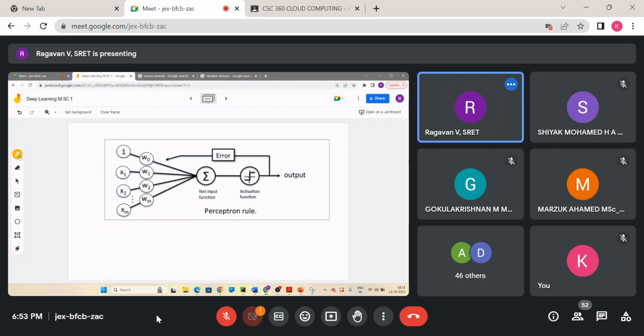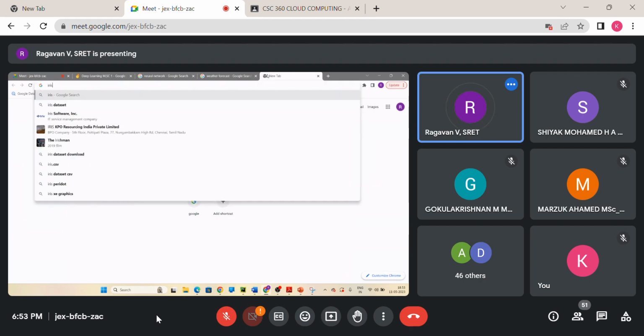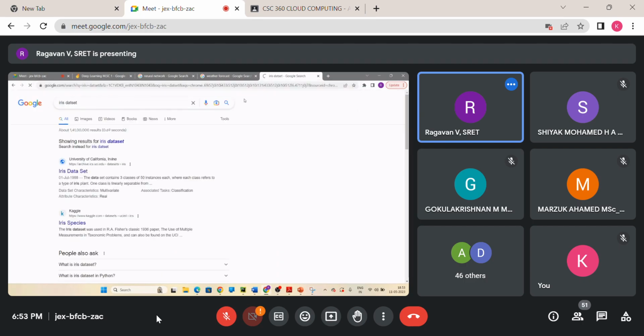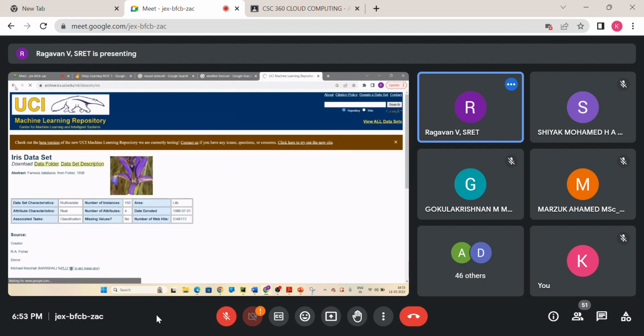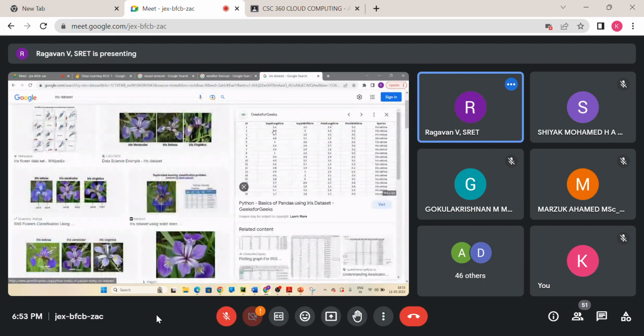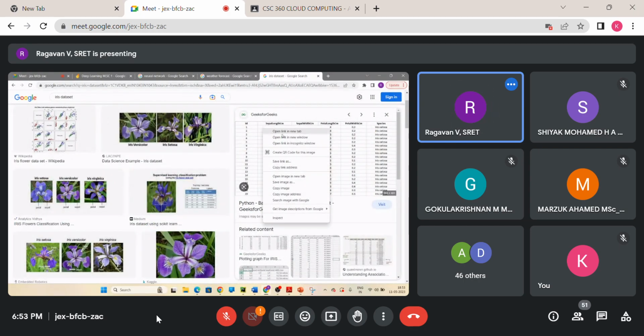Just assume you are going to pass one set of data, for example one iris data set, or any data set. Suppose this is the data. I'm just taking any iris. You are all familiar with the iris data set, right? So you can say these four values.